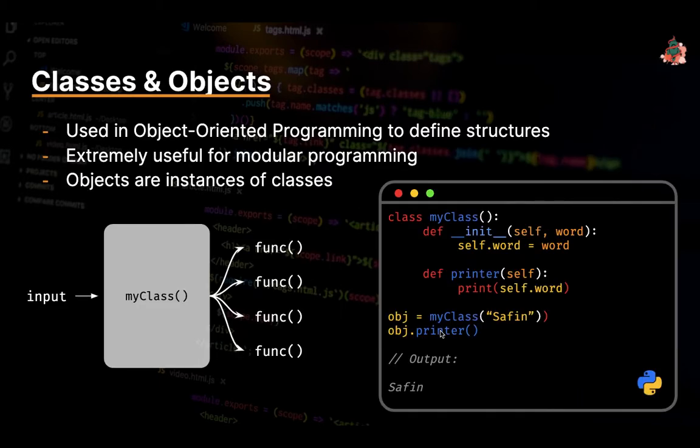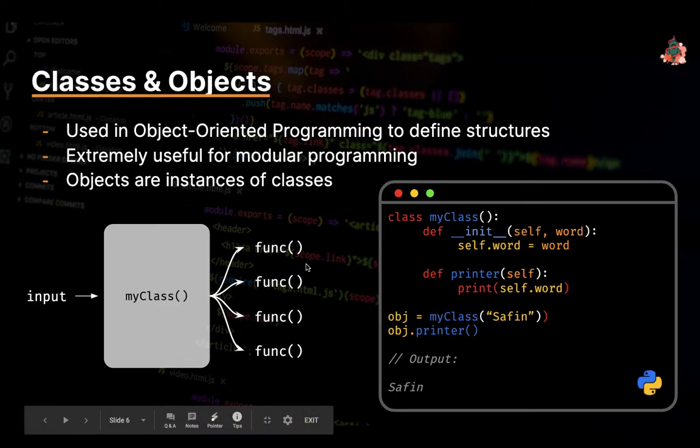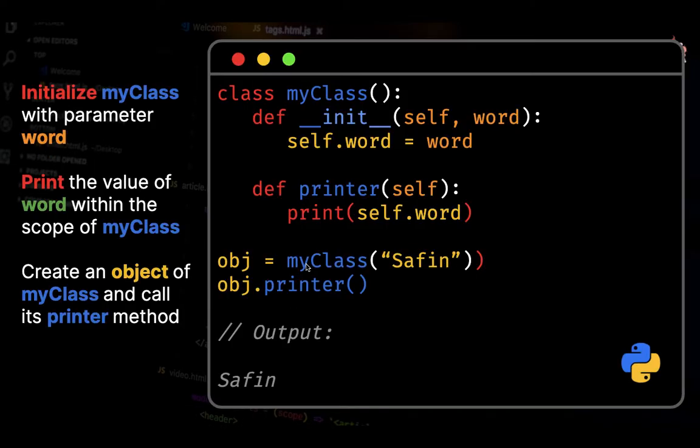Next, we'll talk about classes and objects. Classes and objects are used in object-oriented programming languages to define structures. It's extremely useful for modular programming, and objects are essentially just instances of classes. As you can see here, an input is put into my class, and then you can apply many different functions to it. Let's take a closer look.